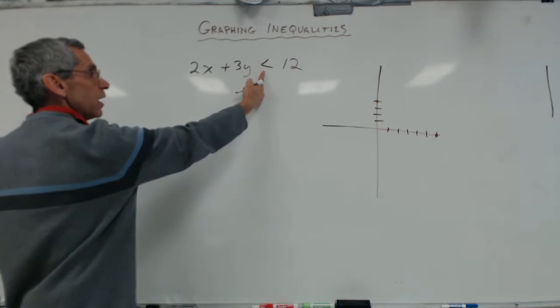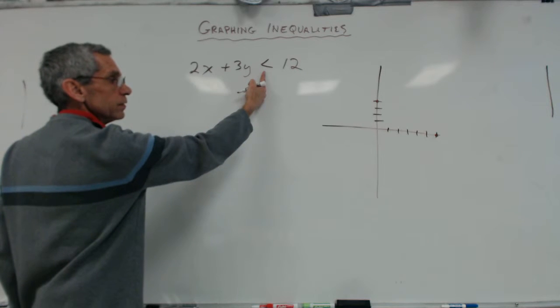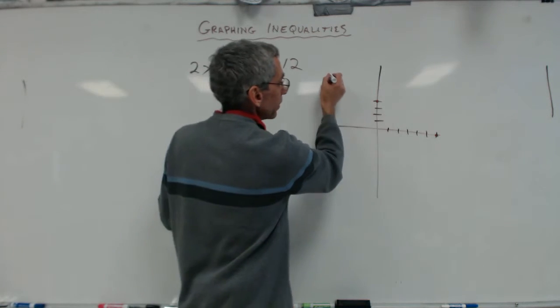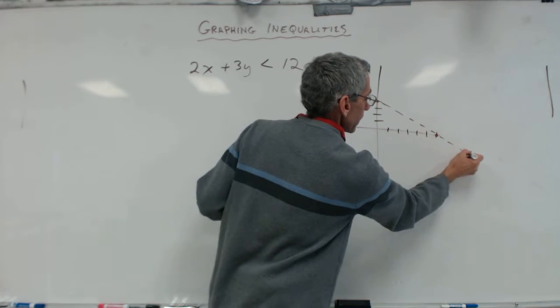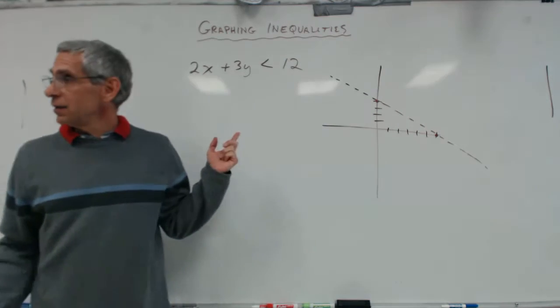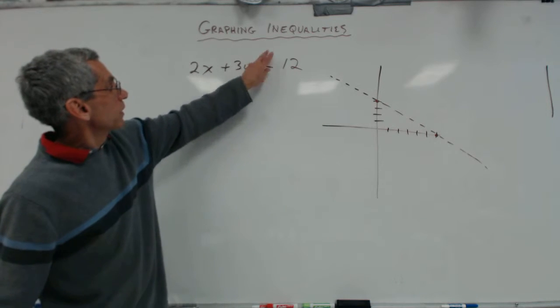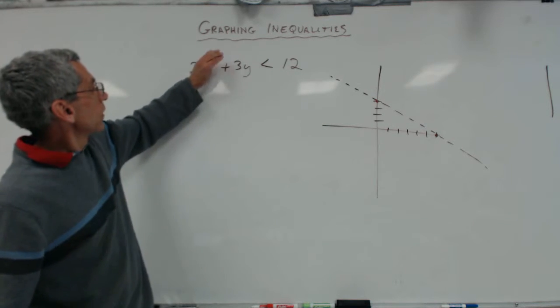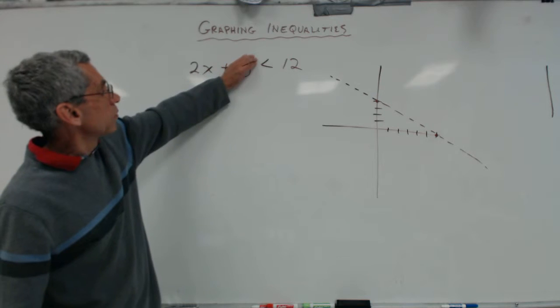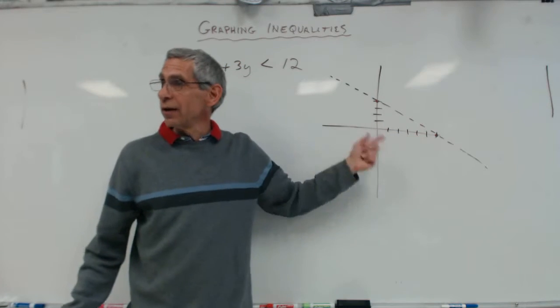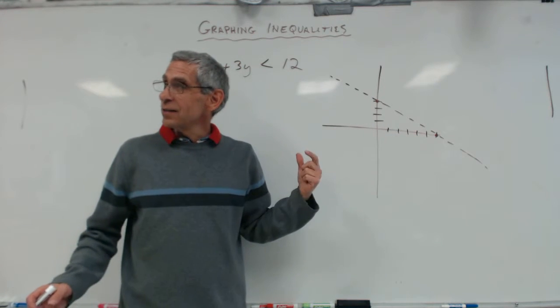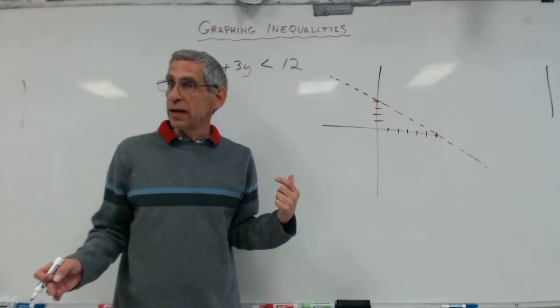Now, is it going to be a solid or dashed line? A dashed line. So I have a dashed line. All right, so that was pretty easy, right? All I did was find my points by pretending that was an equal sign, by making x 0 and then making y 0. You know how to graph those. The question is, which side of the line do you shade?